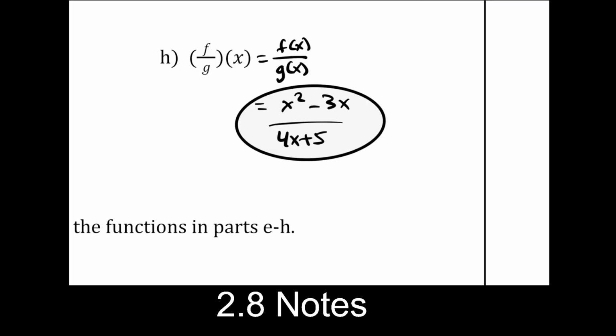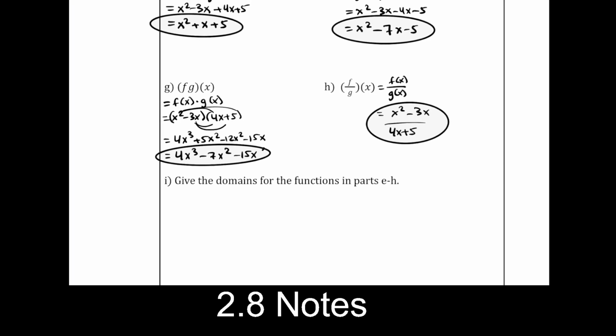We're not going to do any of the work that is showing here. We're just going to leave it like that. So here we have our 4 circled functions, and everything that we want is right here. So part I says give all the domains. And so we're going to list them.